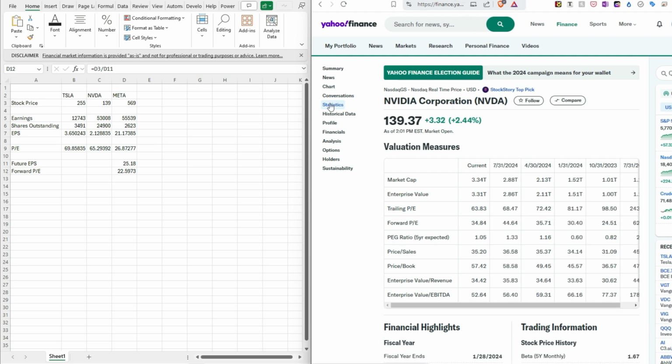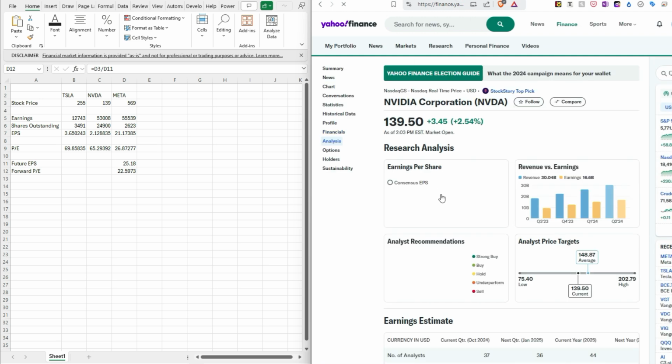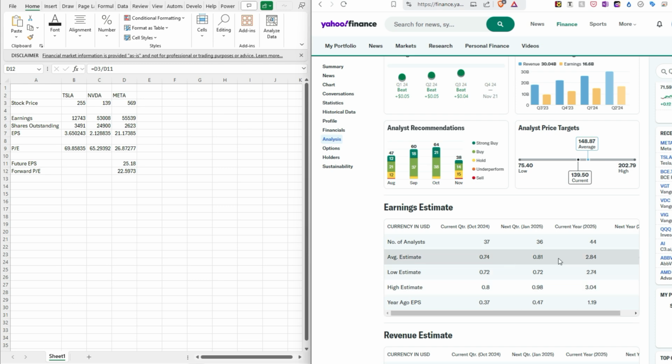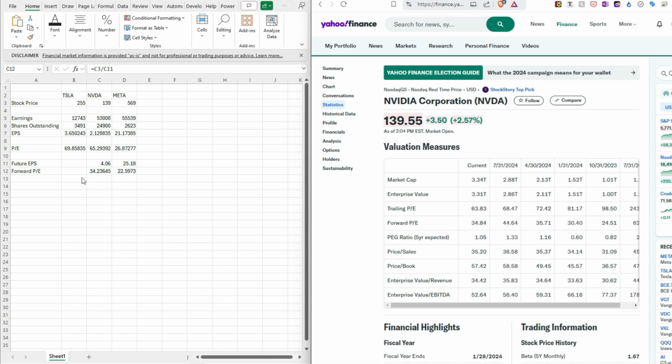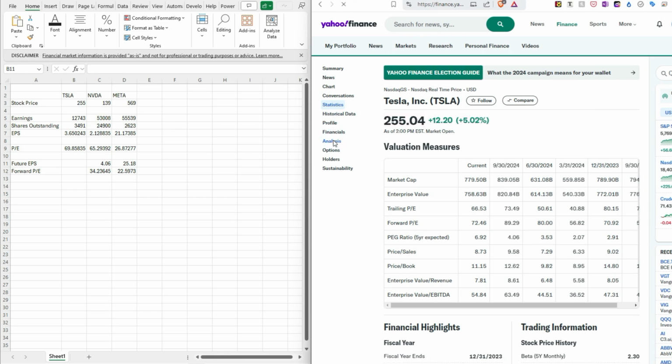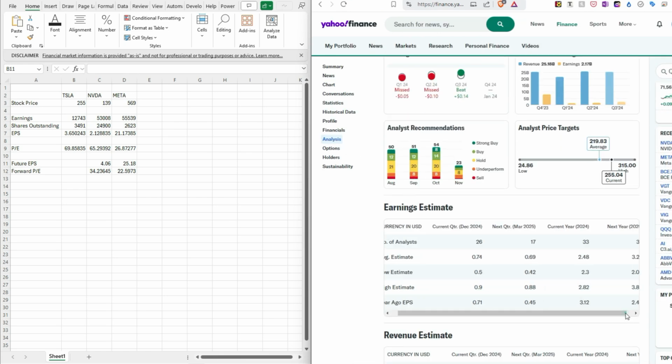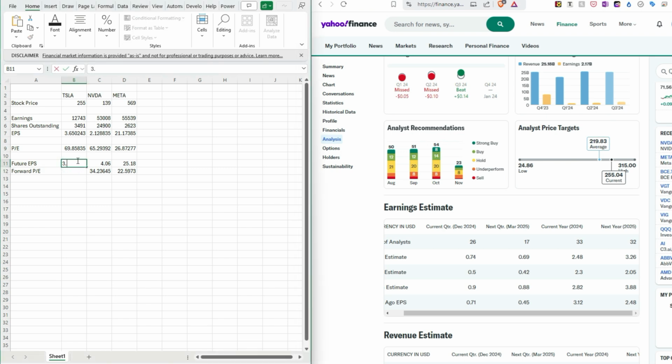Let's go to NVIDIA as well. And under the analysis page, analysts are estimating, again, the average estimate right here is 4.06 for the next fiscal year. And if we take the stock price divided by that future earnings, we've got 34.23 and 34.84. So similar types of things. So it just comes down to rounding there. Tesla, let's check theirs for analyst estimates. 3.26 for next year. And let's take the stock price divided by that estimate. We've got a forward PE of 78.